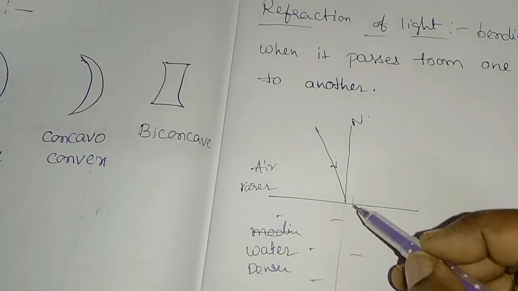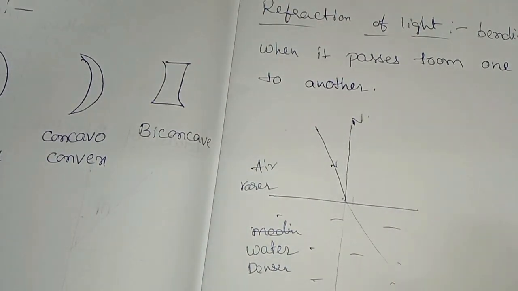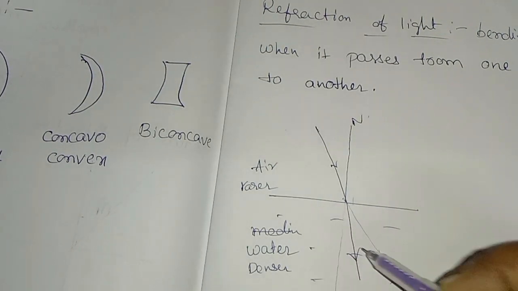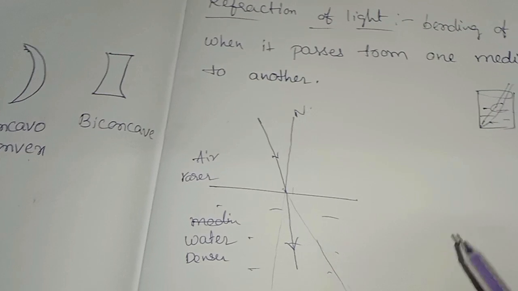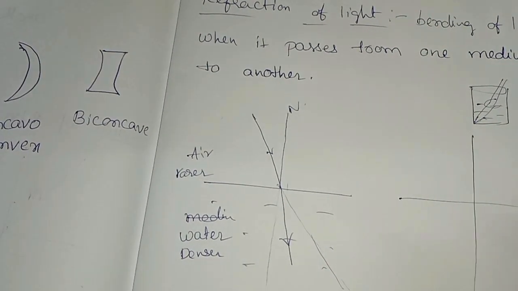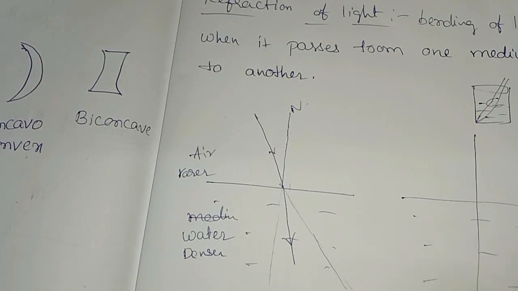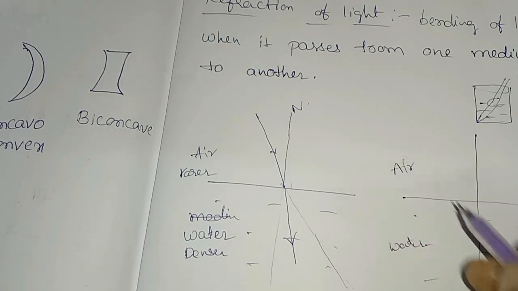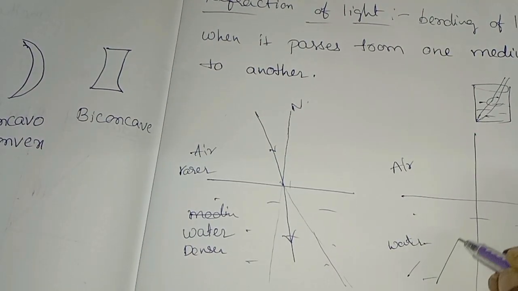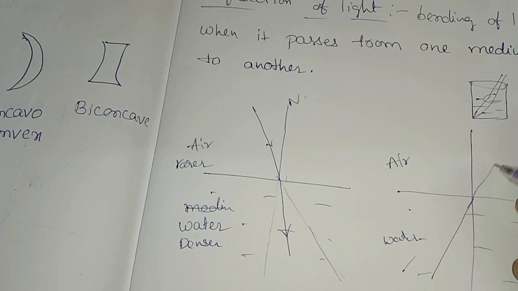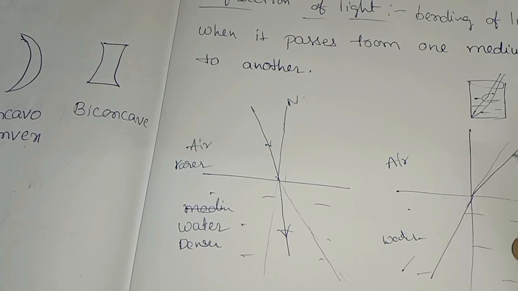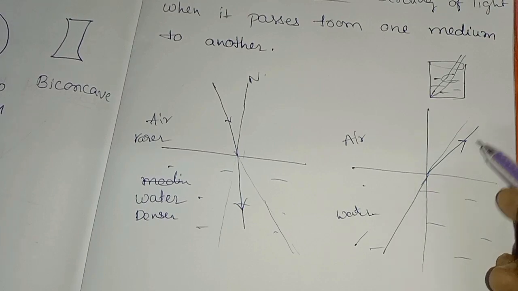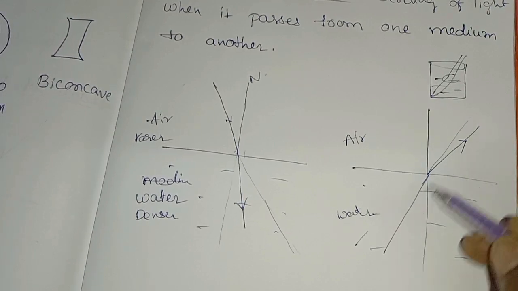What happens here? Actually it should go on like this, but it is not going. It is bending towards the normal. Now when a light ray travels from denser medium to rarer medium, denser medium is water and rarer medium is air, it should go on like this, but it will refract like this. This is the shortest path for the light ray to travel, and that's what it travels.